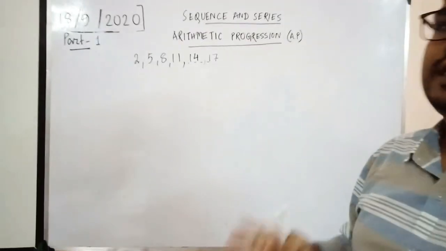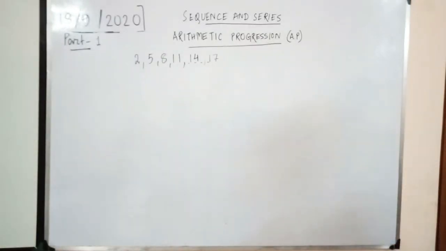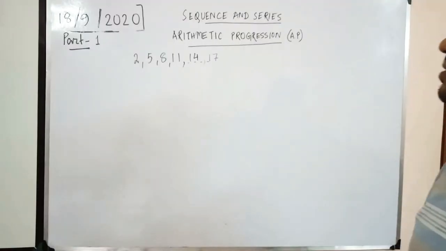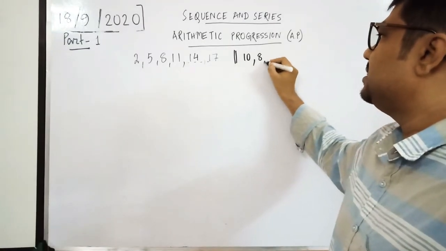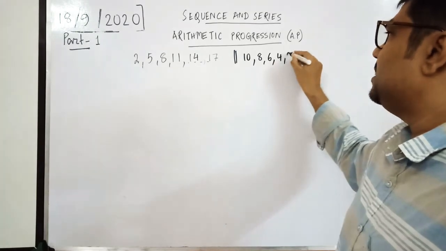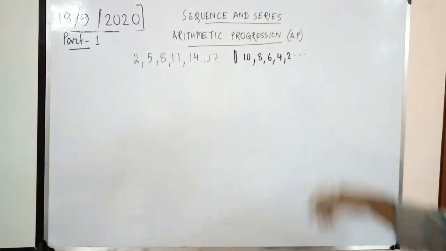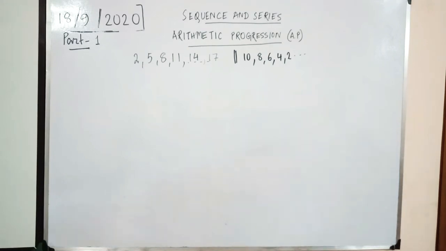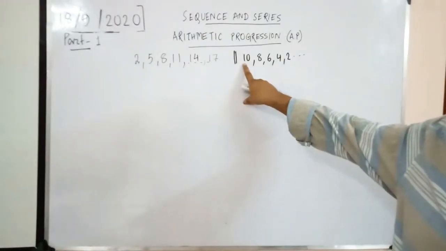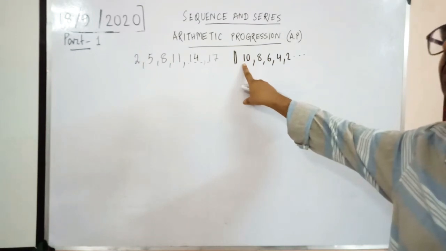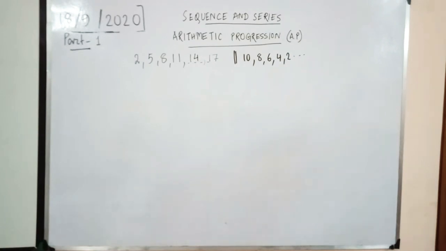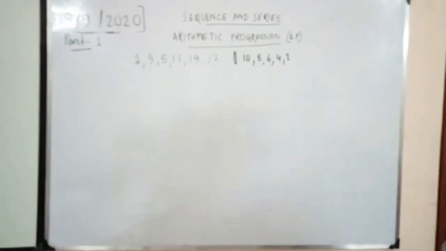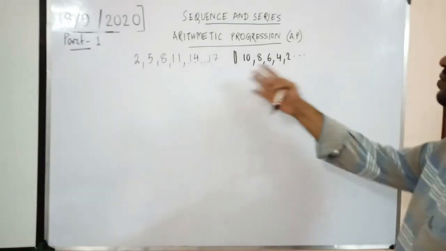That means you add or subtract the same number to each term to get the next term. Say another series I write, something like 10, then 8, then 6, then 4, then 2. Here you see it's decreasing. So, with every term you are adding -2, or subtracting 2. This is also another example of arithmetic progression. So these are the two examples we get.